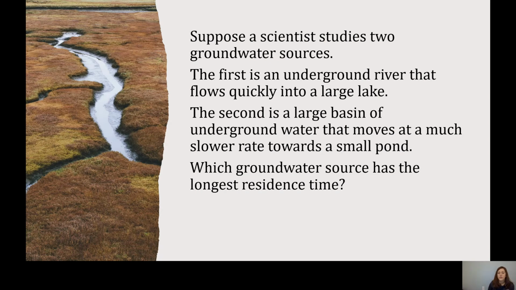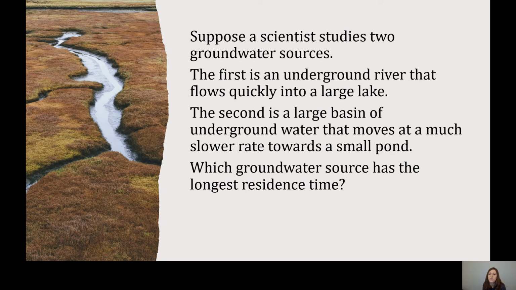Suppose a scientist studies two groundwater sources. The first is an underground river that flows quickly into a large lake. The second is a large basin of underground water that moves at a much slower rate towards a small pond. Which groundwater source has the longest residence time?